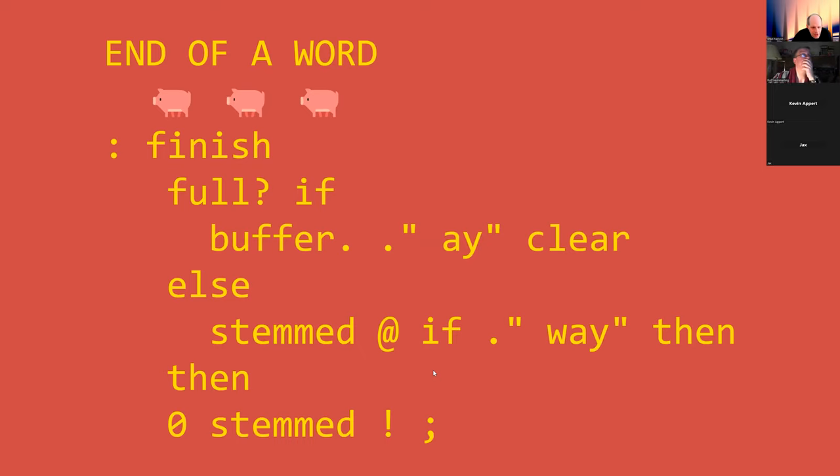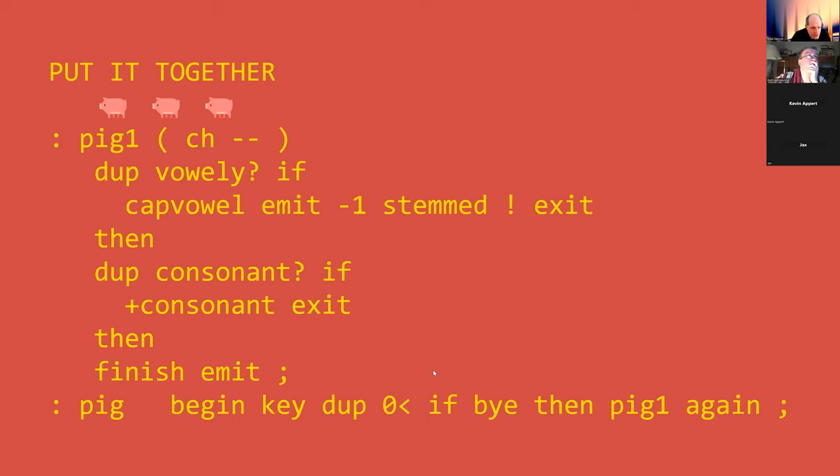Then all of this is glued together by this word finish. At the finish of the word, when you've gotten to the end, you need to emit the stem. So if the buffer has anything in it, then I go ahead and emit the stem buffer and emit AY. Otherwise, I check to see if there's any kind of a stem, and if so, I emit way, so that's the vowel case, and then I reset the stem flag and can go on to the next word.